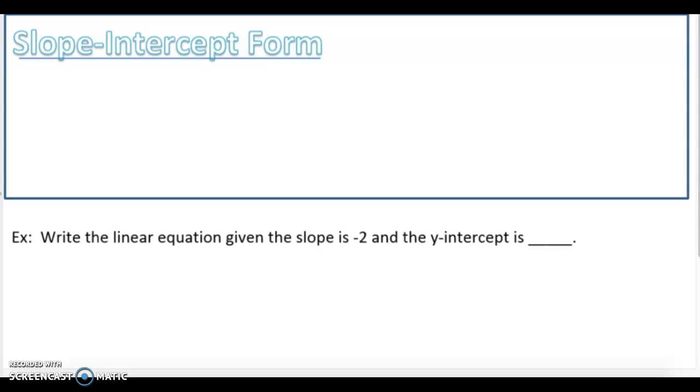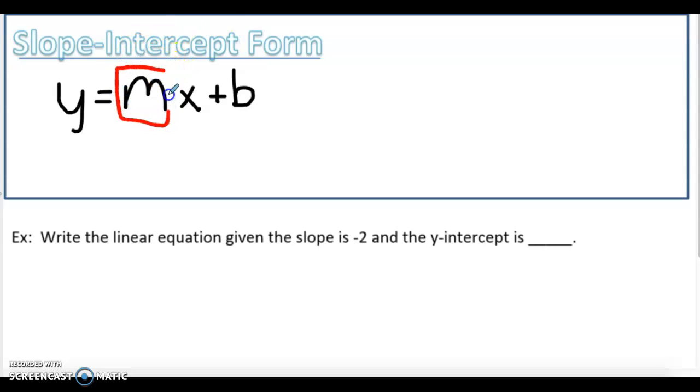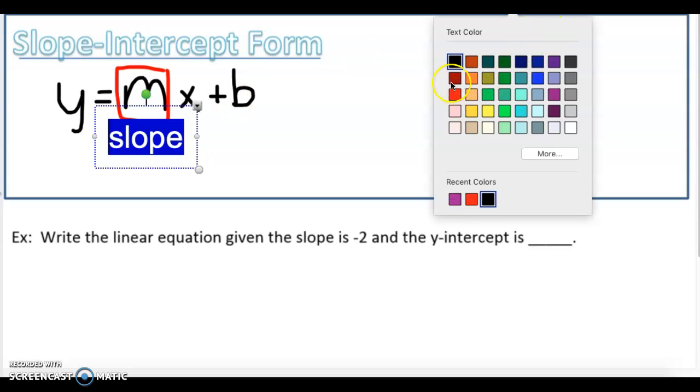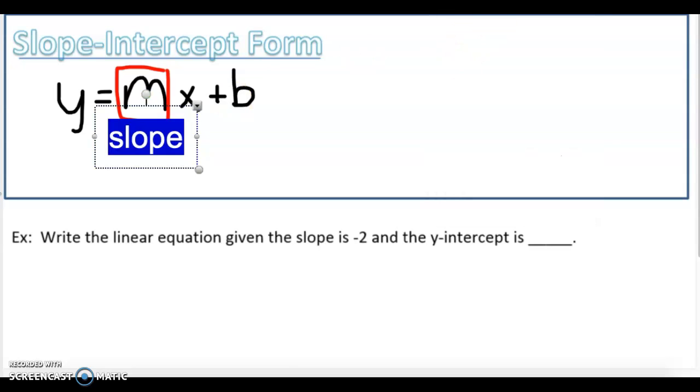And part of the reason we want to be able to switch between the two of them is that slope-intercept form is a little bit more intuitive. So we have y equals mx plus b. We've been talking about this form for a couple weeks now. So if we look at the m, this is one of the letters that changes. M, of course, means slope.